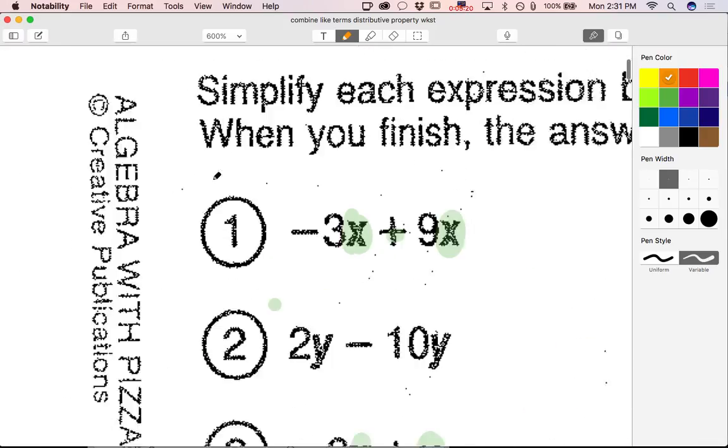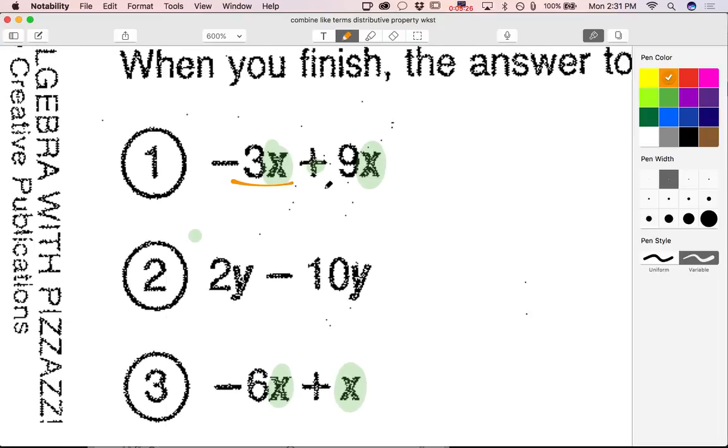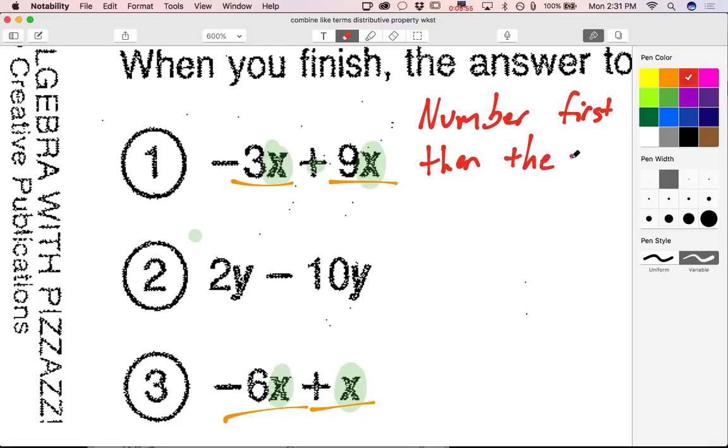So let's go to the first one where we were highlighting instead of underlining. I'm going to go ahead and underline this now, just so then when we get to underlined ones, it makes more sense, just because we're using the same thing. But know that it is the same. We were still marking like terms when we were highlighting. Alright, let's pick something here. Now, negative 3x plus 9x. The way that we do it is you do the number first, and if you would like, write this down, then the variable and exponent.